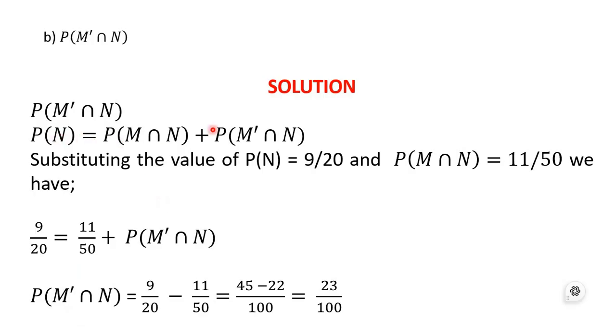So just note the formula. If you know the formula, you can easily apply. So when you are looking for probability of N, then it is equal to the intersection of M and N, and then the complement here should be on M, not N. If it is M, the complement should be on N. So note the difference. Okay, so that is it for question number 5.